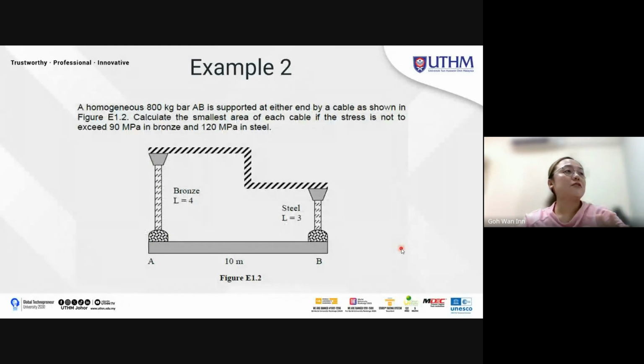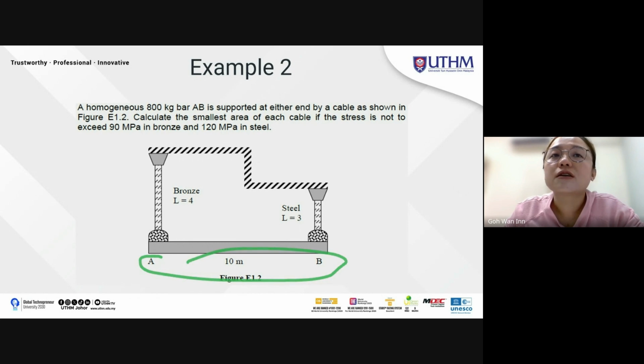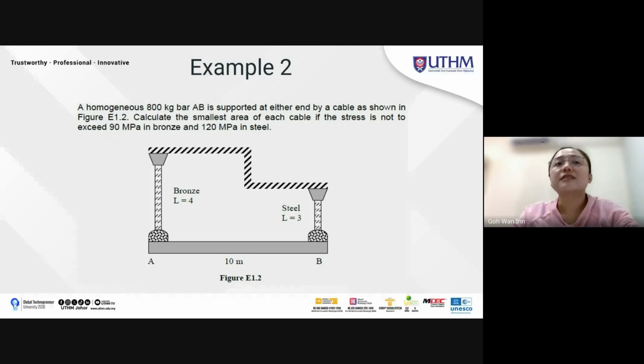Okay, so a homogeneous 800 kg bar AB is supported at either end by a cable, as shown in this figure. This is the bar from A to B, supported by this bronze rod with L equal to 4 and this steel rod. Calculate the smallest area for each cable if the stress is not to exceed 90 megapascal in bronze and 120 megapascal in steel. So you are already given the stress sigma.